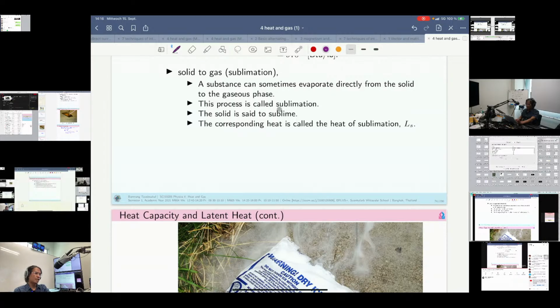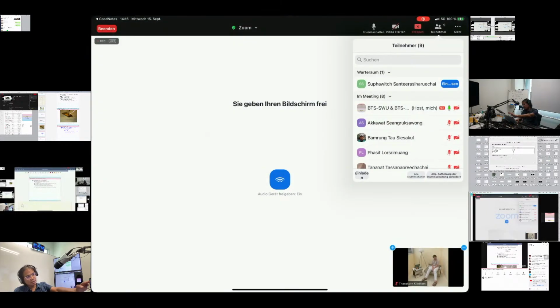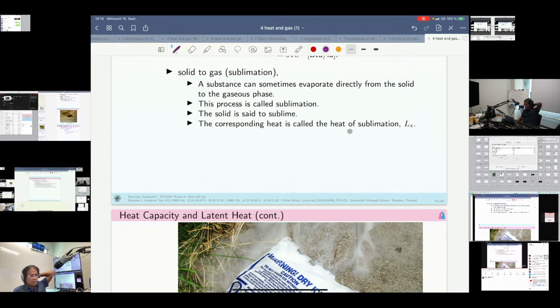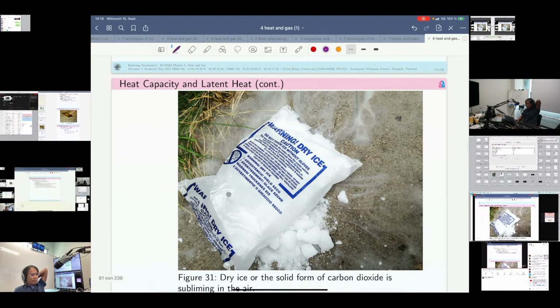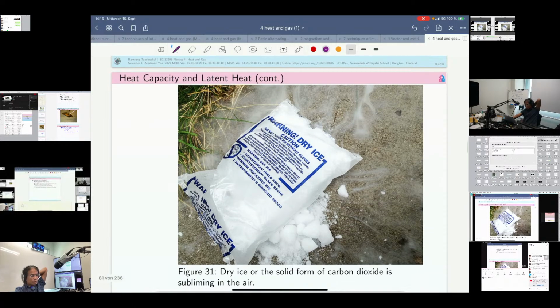Okay, this process is called sublimation. The solid is said to sublime, right? And the corresponding heat is called heat of sublimation, LS. All right. An example of a sublimation process is something like this.